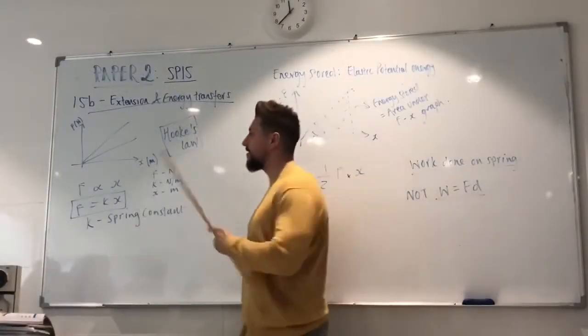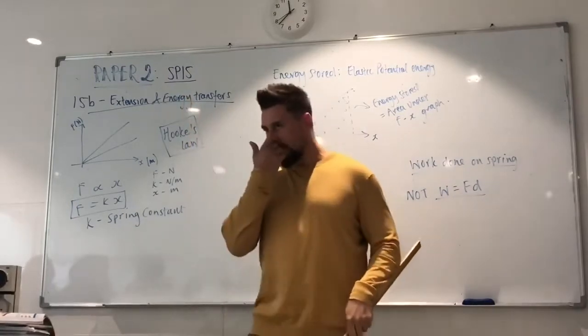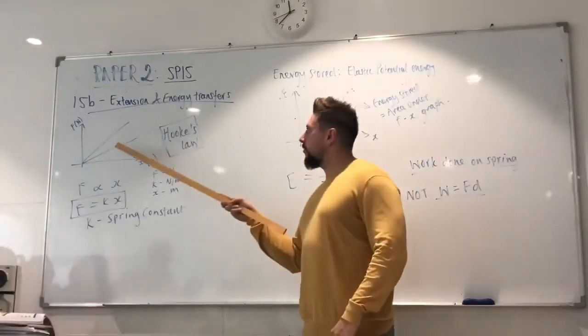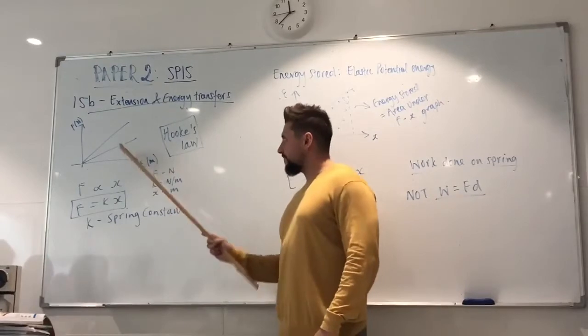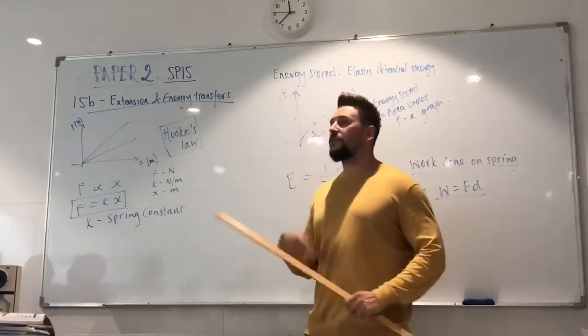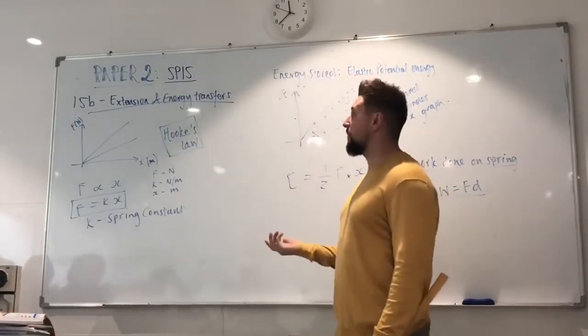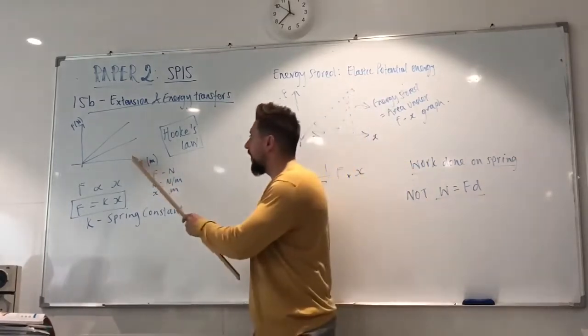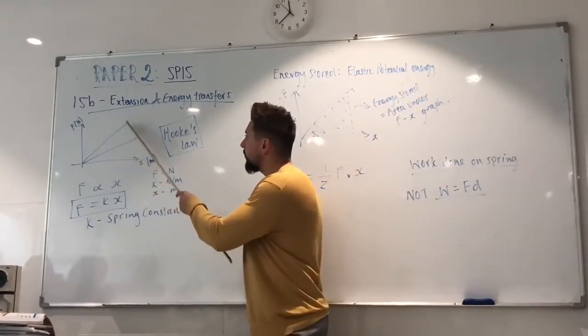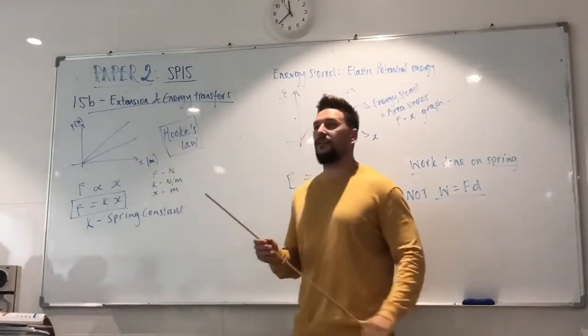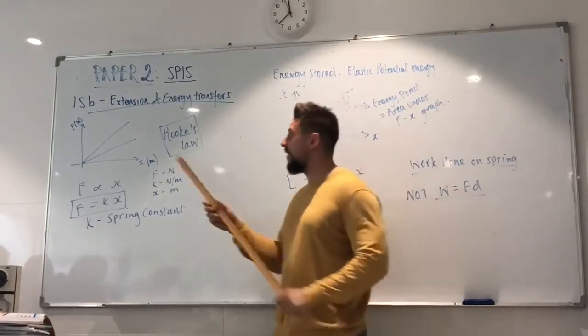Extension energy transfers. Hooke's law. If you draw a force extension graph and the relationship for the spring is elastic, it's directly proportional, so the force that you've applied is directly proportional to the extension, you receive this straight line, the top one. Okay, it's steeper than the other.